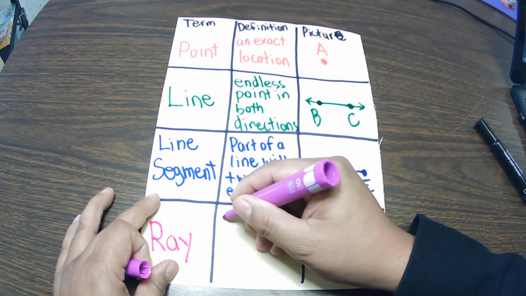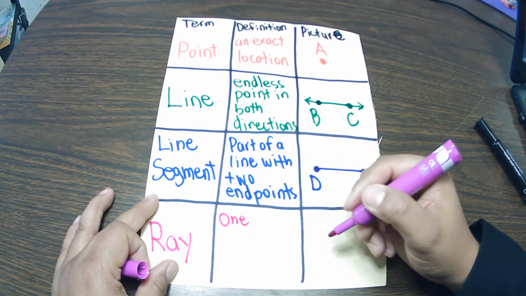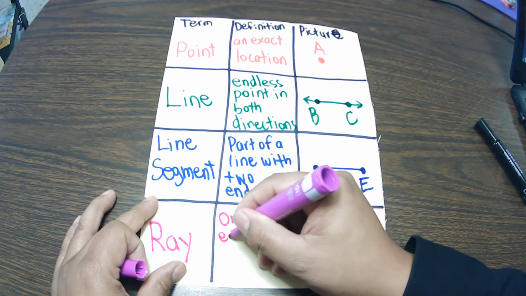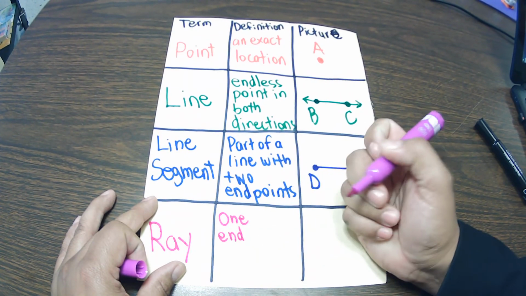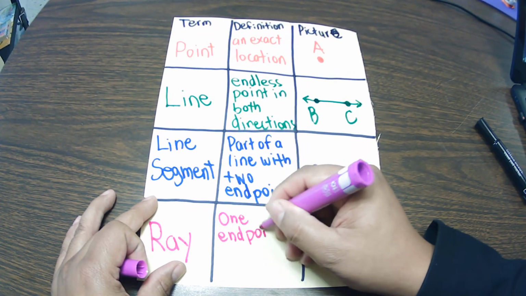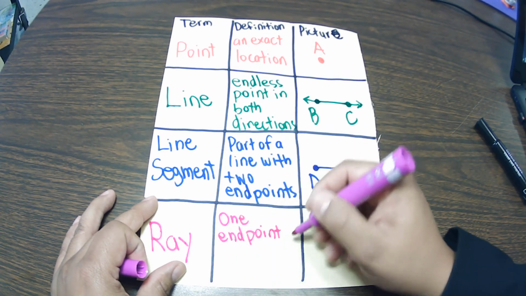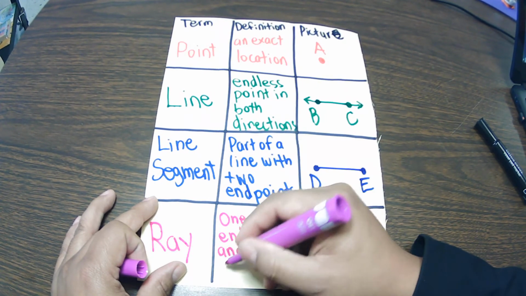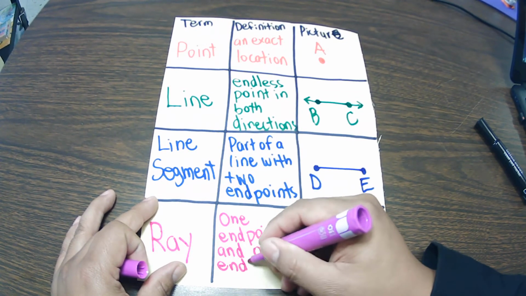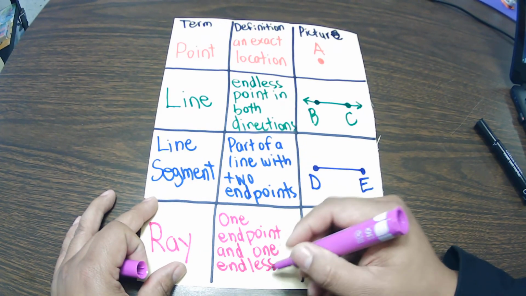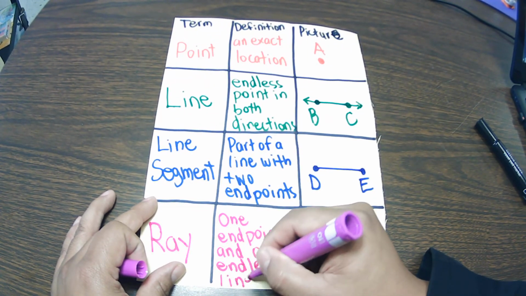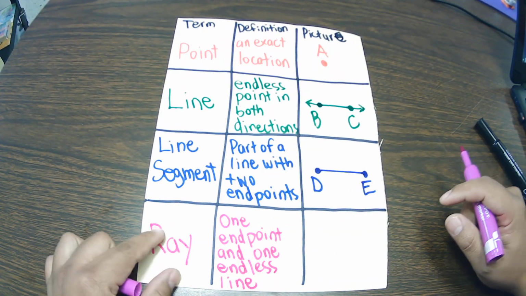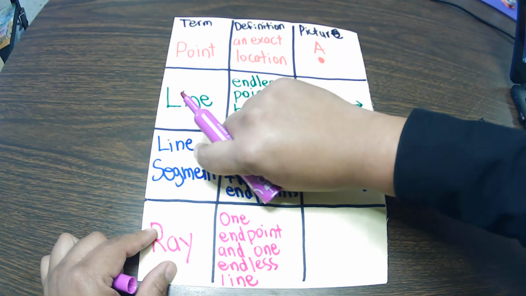Okay, so this one has one endpoint and one endless line. One endpoint, and let me see if I can fit it, and one endless line. So the ray is a mixture of the line and the line segment. So el rayo es un mixto de una línea y un segmento de línea.